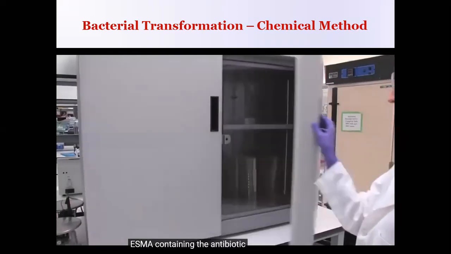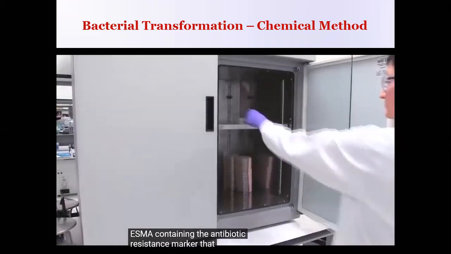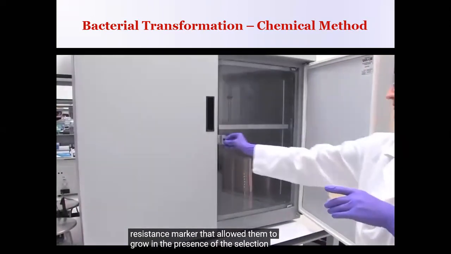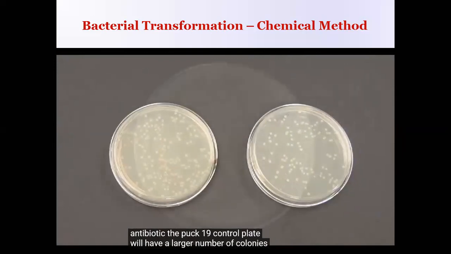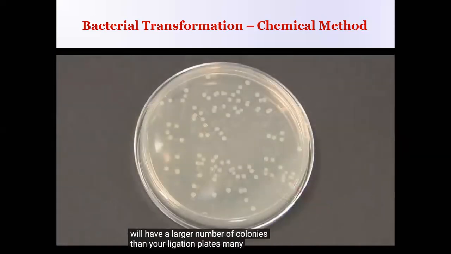Plasmid containing the antibiotic resistance marker that allowed them to grow in the presence of the selection antibiotic. The pUC19 control plate will have a larger number of colonies than your ligation plates. Many people also use blue-white screening for selecting their clones.